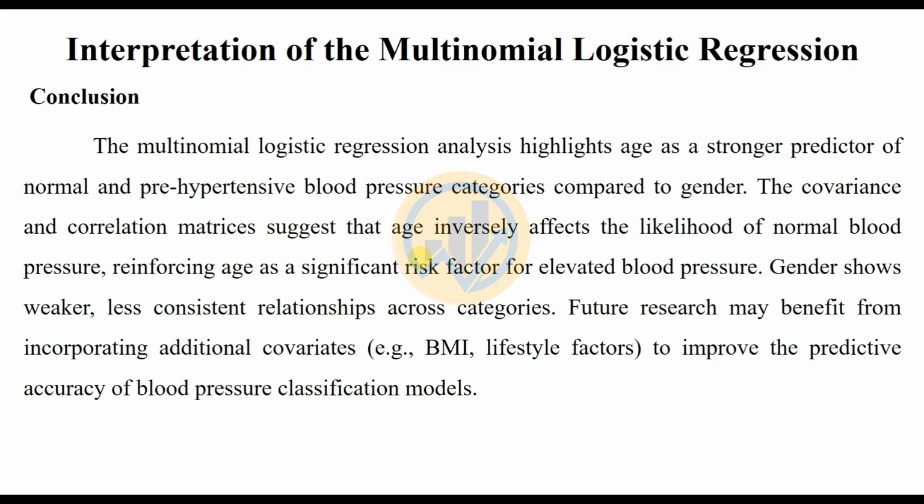Further research may benefit from incorporating additional covariates, for example BMI and lifestyle factors, to improve the predictive accuracy of blood pressure classification models. This is the section on the multinomial logistic regression interpretation and table preparation.